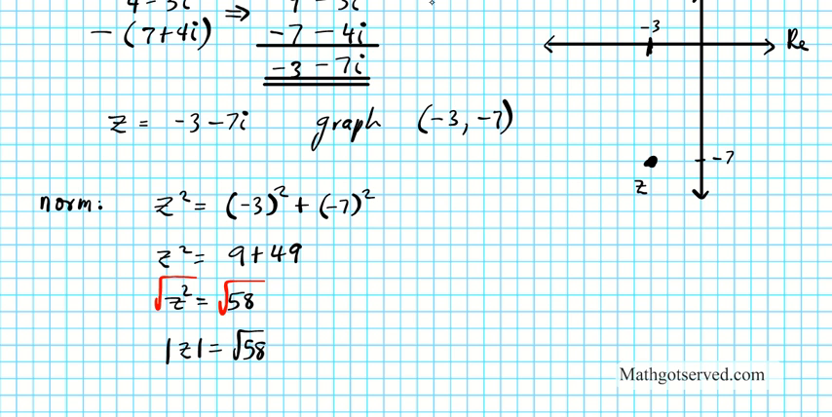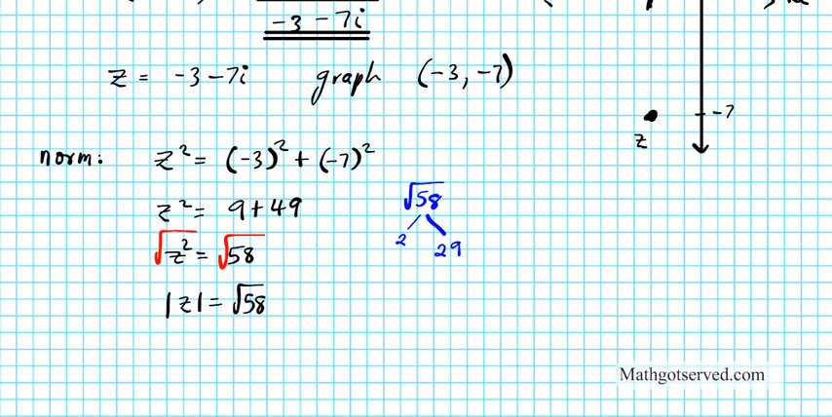Can I simplify root 58? Well, let me check. 58 is even, so I can take out the prime number 2. I'll be left with 29. 29 is prime. No factors repeat, so this cannot be simplified. So the absolute value of z stays that way.